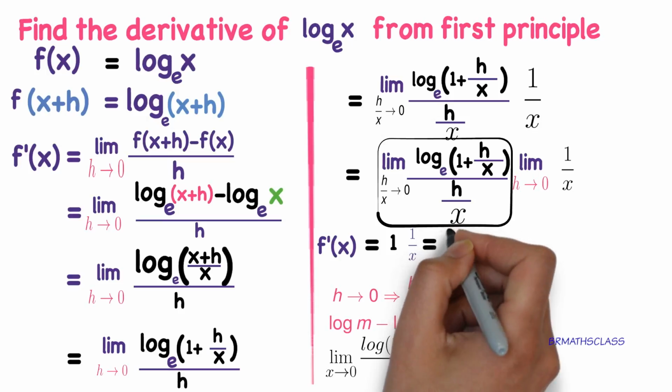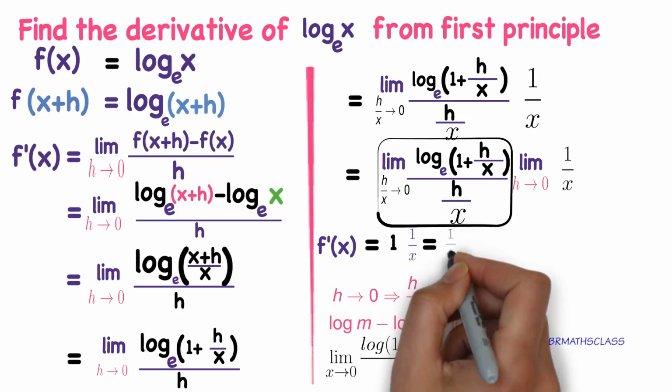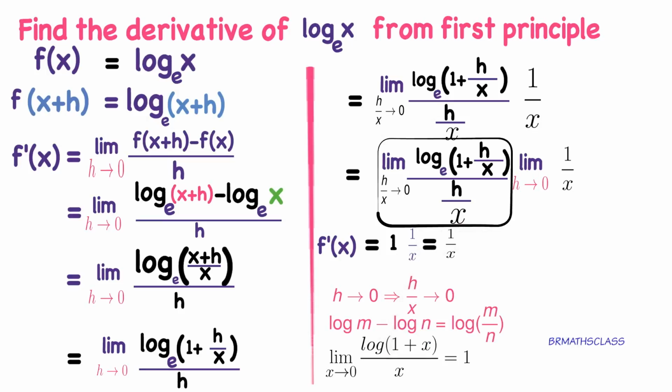So what is f dash of x? F dash of x is 1 by x. So what is the conclusion? If f of x is log x base e, then f dash of x is 1 by x. It means the derivative of log x base e is 1 by x. From now onwards, we take it as a formula. Derivative of log x base e is 1 by x.